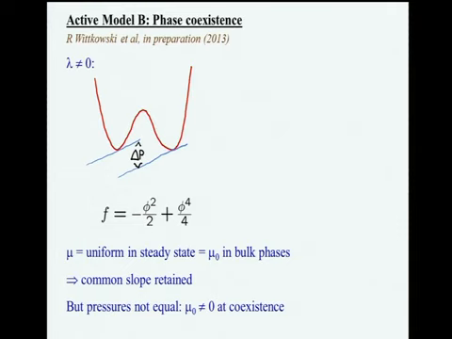And what's more, J equals minus grad mu. So a steady state in which I don't have a constant flux of stuff through the system from one side to the other has to have mu uniform. But it doesn't have to be zero. So you still have the common slope, but you don't have to have equal pressures. And it's interesting to think, okay, so that's the uncommon tangent construction. It's interesting to think about these pressures.